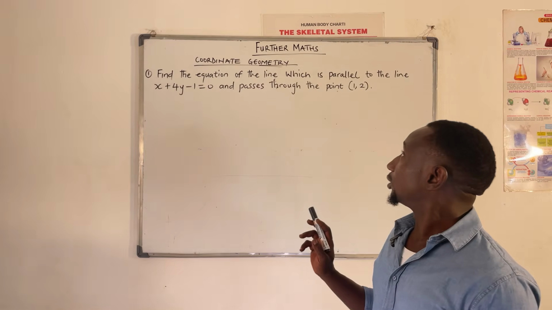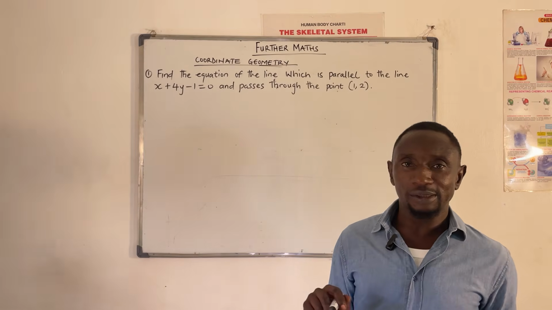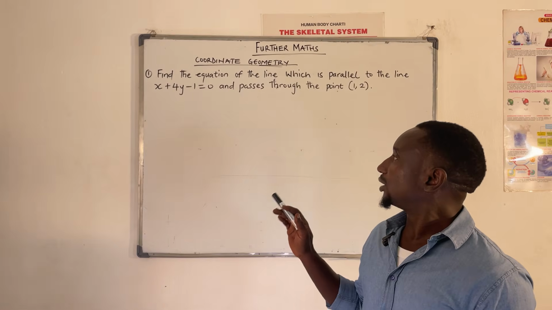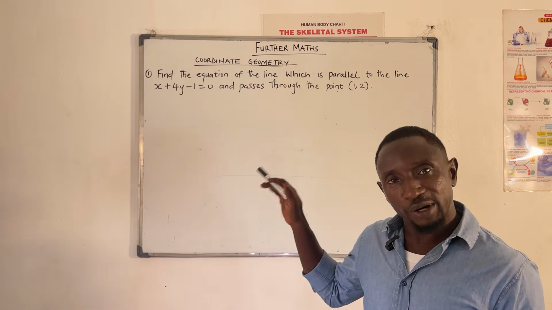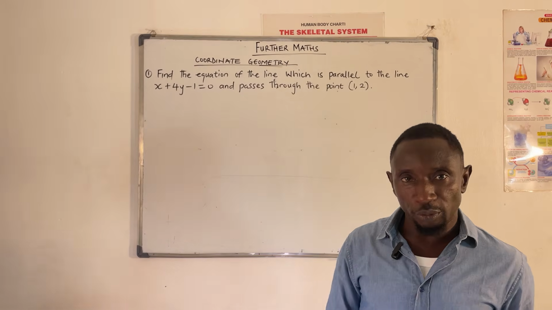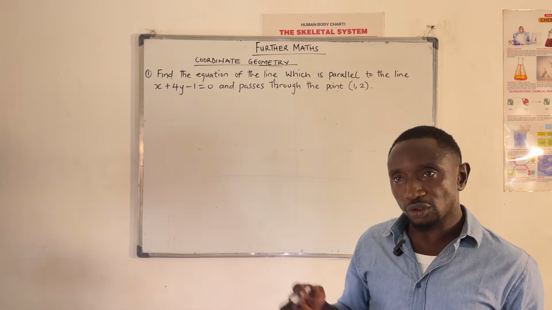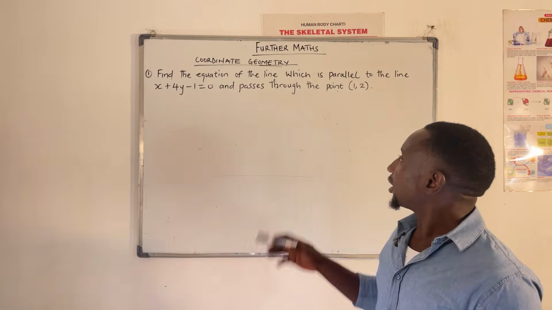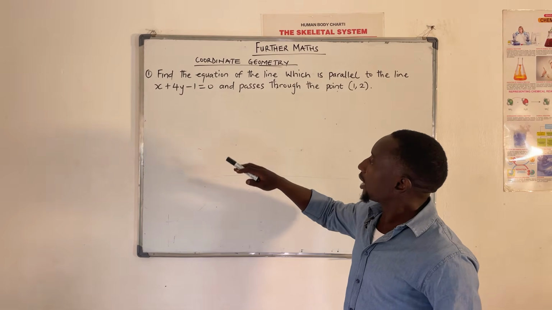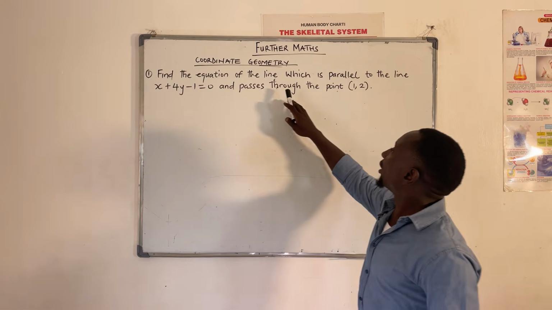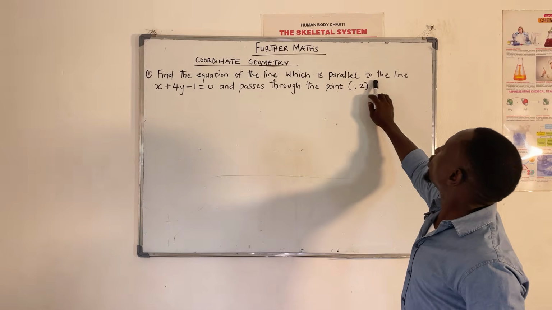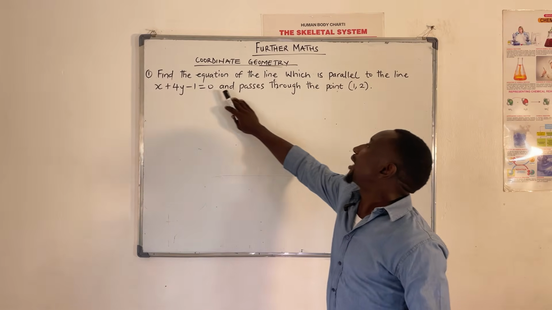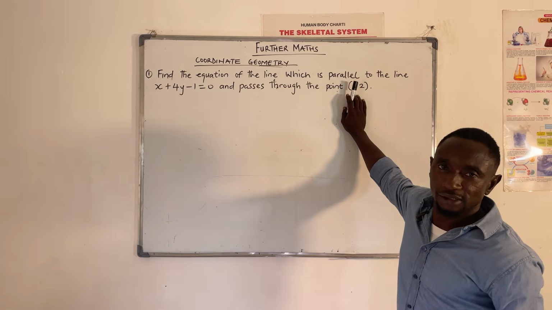As you can see on the board, we are dealing with further maths, and today we'll be discussing a branch in coordinate geometry that has to do with the equation of parallel lines. Now here, we have a question, and the question says: find the equation of a line which is parallel to the line this and passes through the point this.